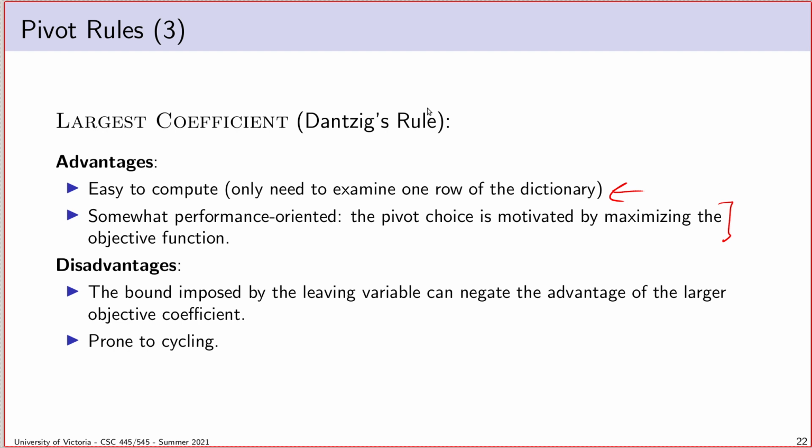Generally speaking, choosing the largest coefficient can help you increase the objective function. On the other hand, because we don't examine the impact of the leaving variable, just because it has a large coefficient doesn't mean we'll get a large increase, and of course, cycling.